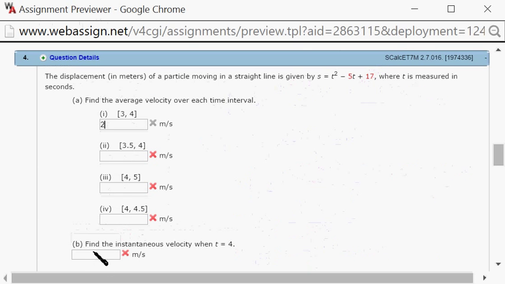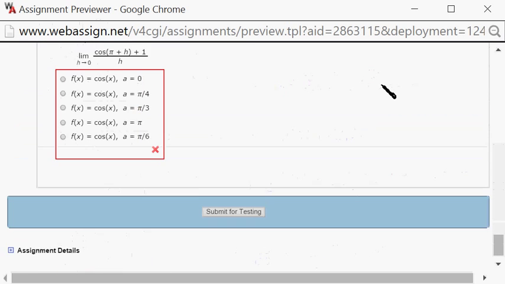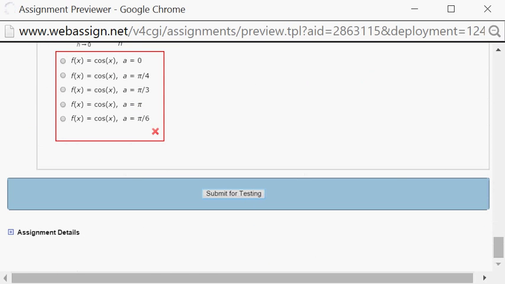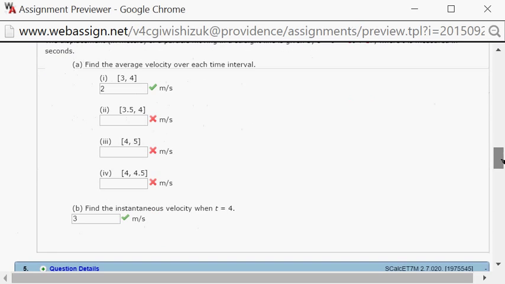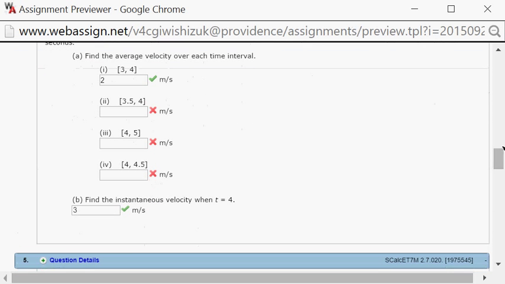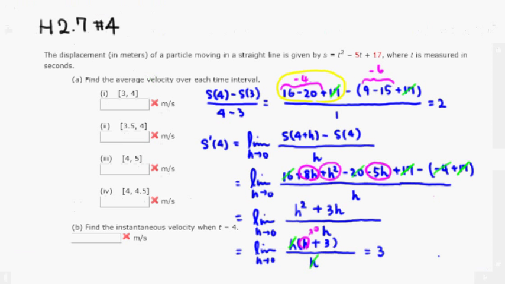So let's put that in. 3. Alright, let's check the answer. Submit for testing. It came back, and it looks like we got those correctly. Parts A, 2, 3, and 4 are exactly the same as part 1. You just have to change numbers. Alright, that's it. I hope that this was clear.